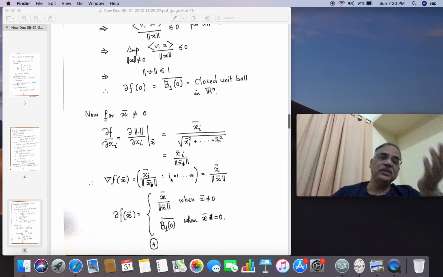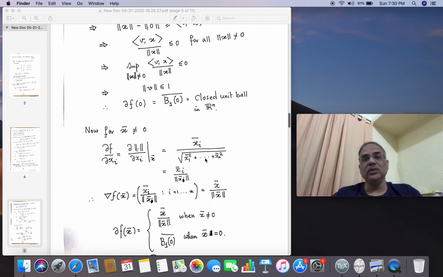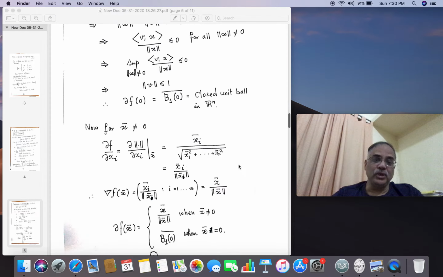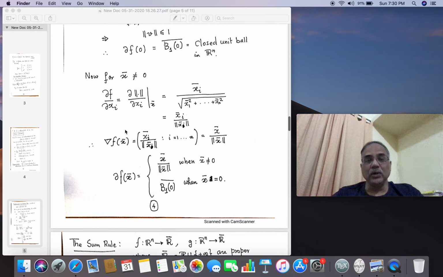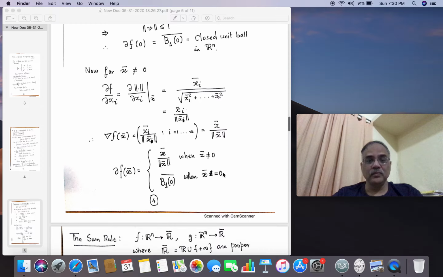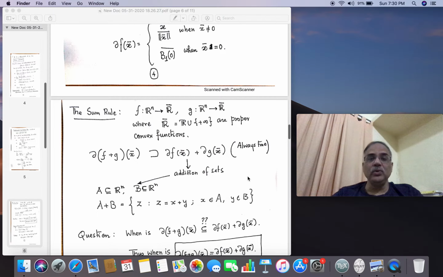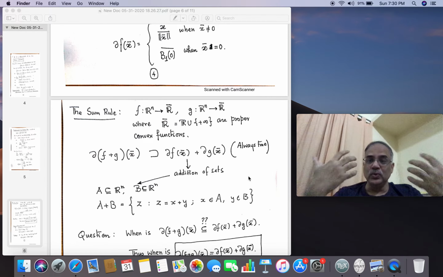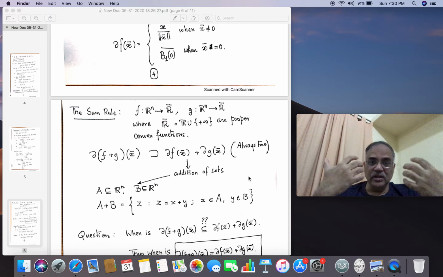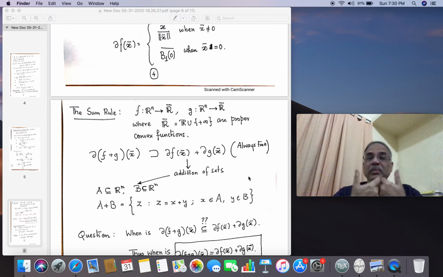Now for the rest of the cases where x bar is not equal to 0, you can do the derivative. You can actually compute the partial derivative at xi, which I am not going to tell you, and hence you can write down the subdifferential in a very clear fashion. Now it is very important to know, because if I am saying that the subdifferential replaces the derivative, are there any rules which the subdifferential follows which mimic that of the derivative?